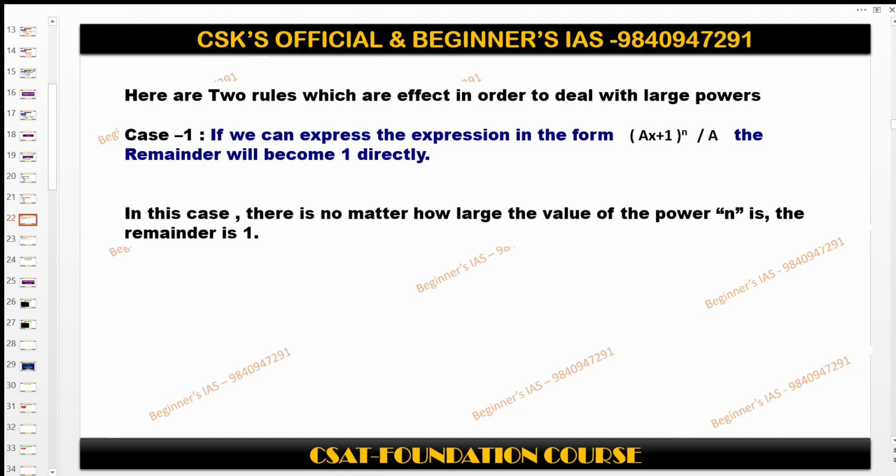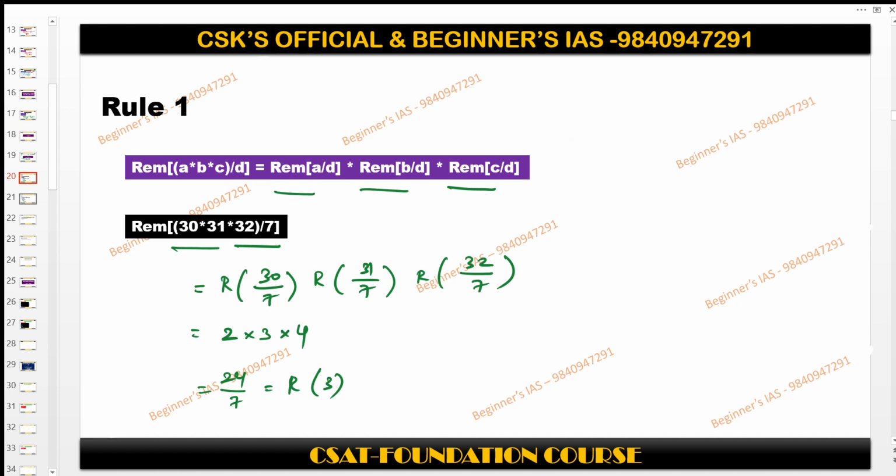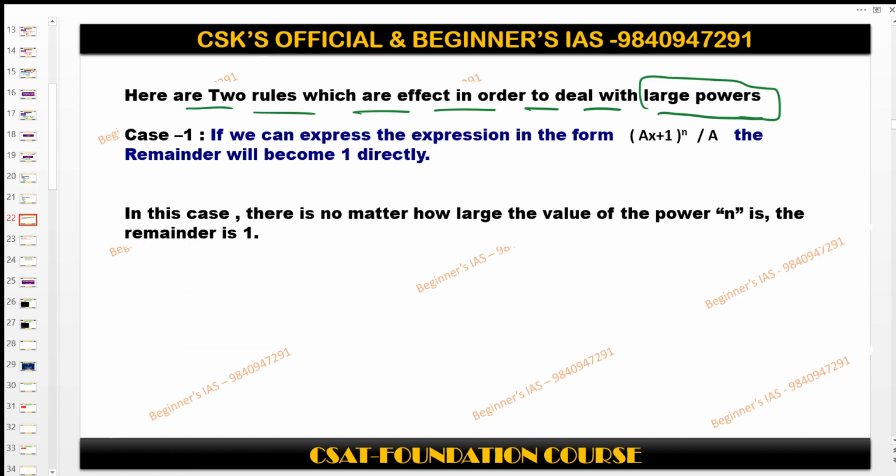Next, this concept applies, listen carefully. There are two rules which are effective in order to deal with larger powers. So the concept here is powers. In the previous rule 1 and rule 2, we have not dealt with powers. Whereas when you are dealing with powers, you have a lot of methods to solve that question. So this is one way to solve that kind of question.